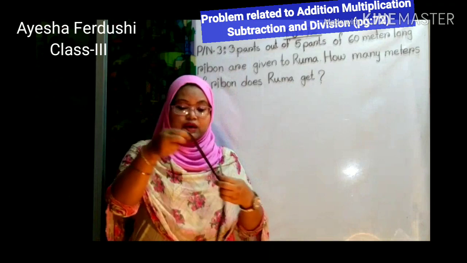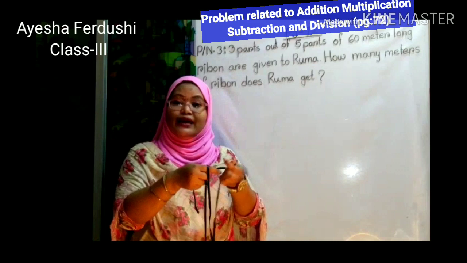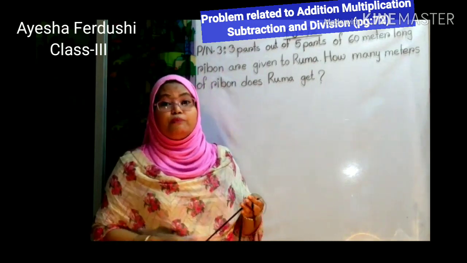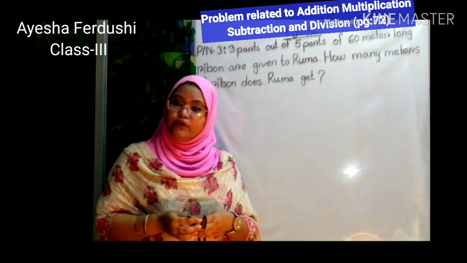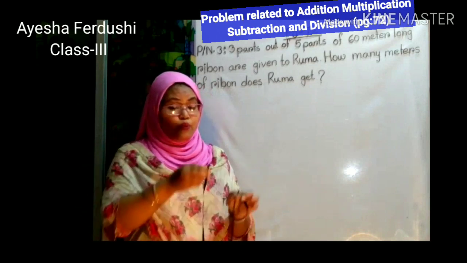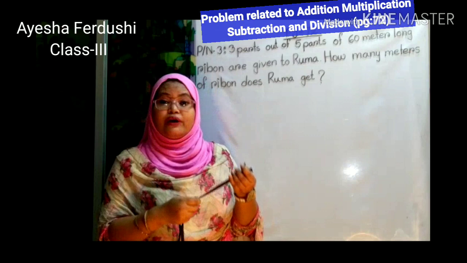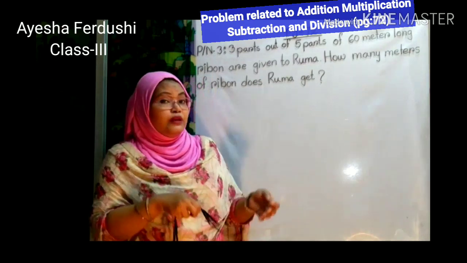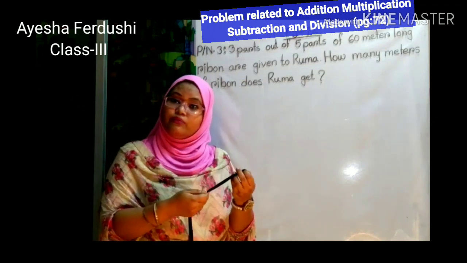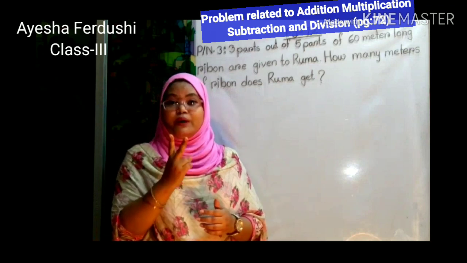How can we find this? If I multiply one ribbon part by 3, then we will get 3 part ribbon length. Have you got it? I repeat it again. If I multiply one part ribbon by 3, then we find out how many meters Ruma gets. How can we find out? By doing multiplication.